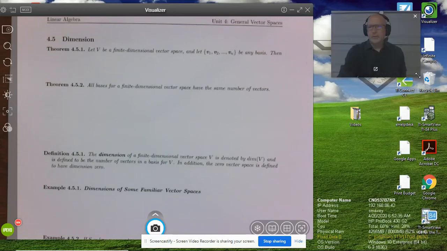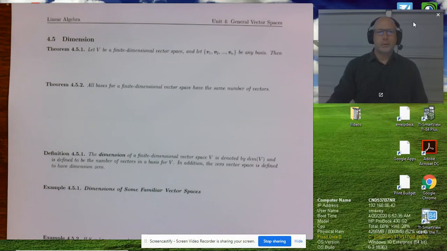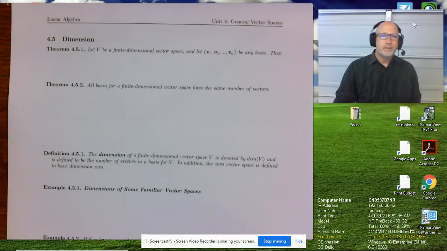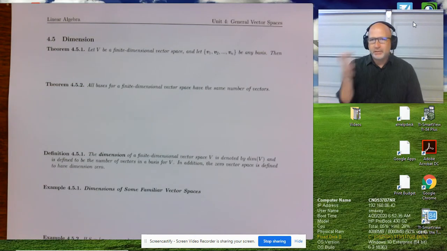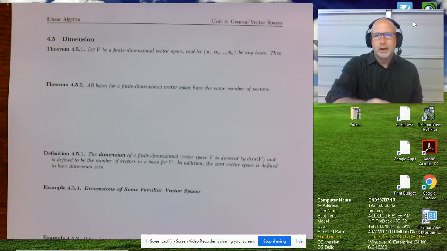Okay, hi everybody. So today we're going to go ahead and start on 4.5, where we're going to start to deal with the dimension of a vector space. Now, this is going to be tied intimately into the basis of a vector space, and that's basically what we're going to talk about all the way through. Okay, so let's jump right into it.